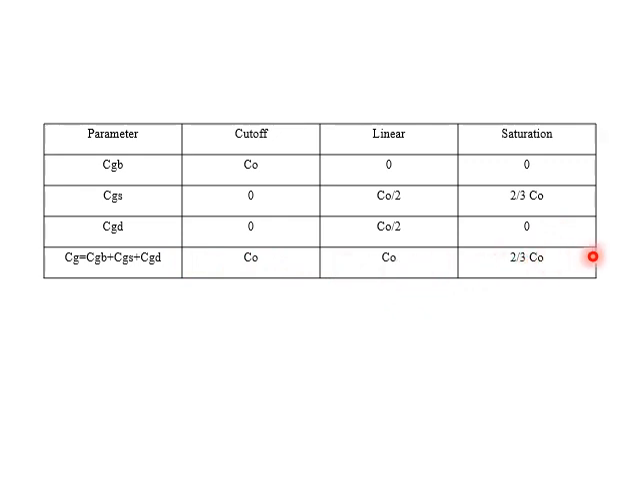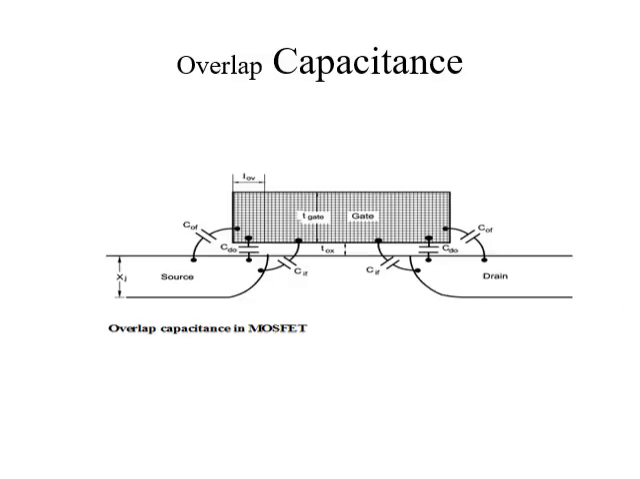This is the total gate capacitance of the three regions. Adding these three capacitance values gives the gate capacitance. In the cutoff region the gate capacitance is C0, in the linear region it is also C0, and in the saturation region it is 2 by 3 C0.